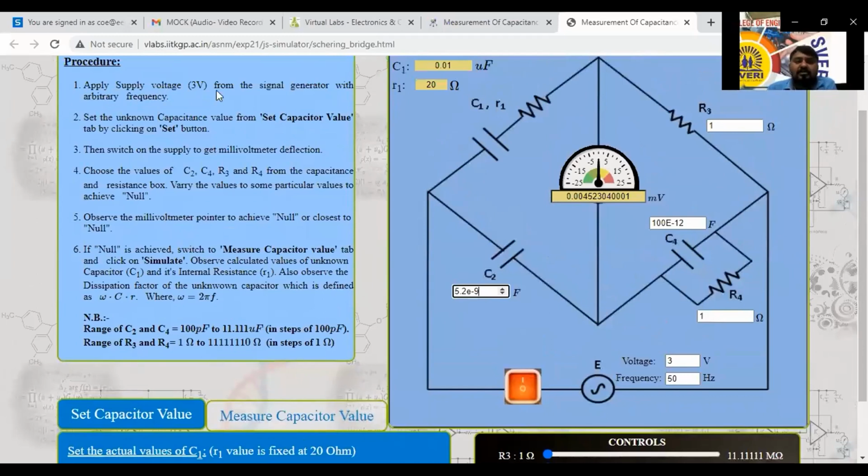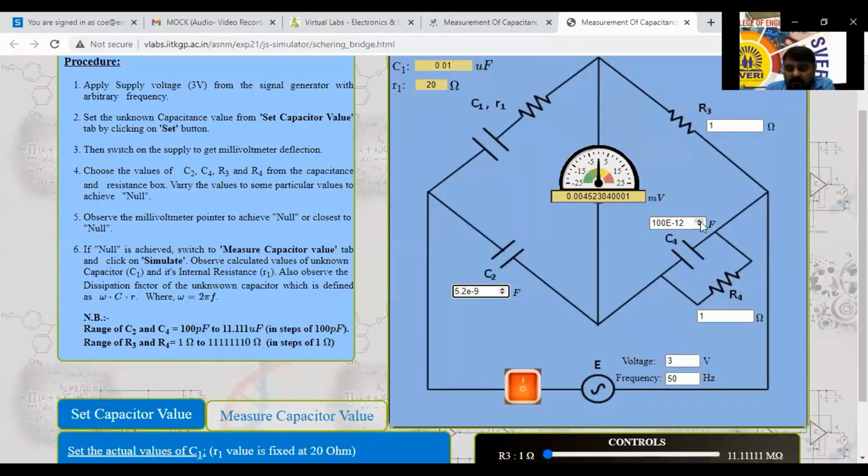Apply the supply voltage. It may be 3 volt, 5 volt, whatever it is, from the signal generator with an arbitrary frequency. Set the unknown capacitance value from the set value there. Then switch on the supply. Choose the values of C2, C4, R3, R4 from the capacitance and resistance box to achieve null values. Observe the multimeter pointer to achieve null or closer to null here.